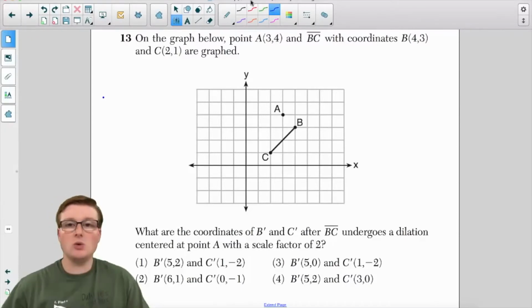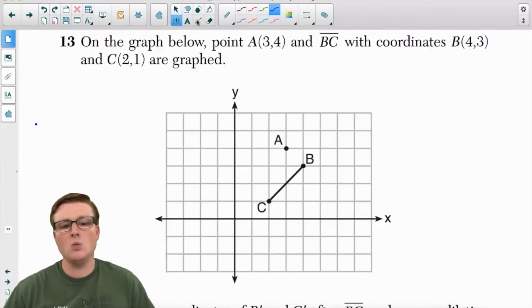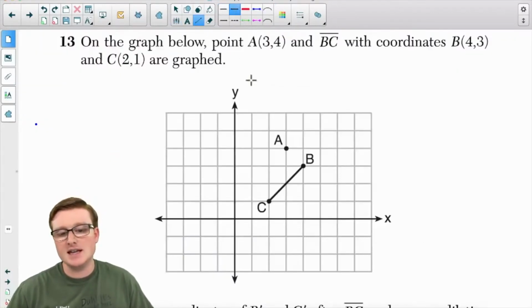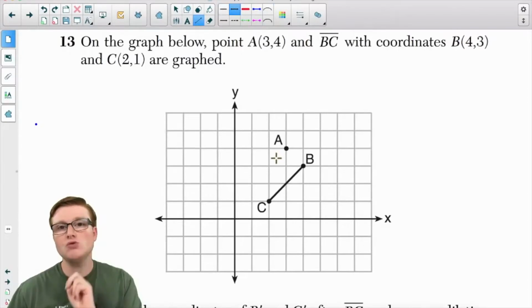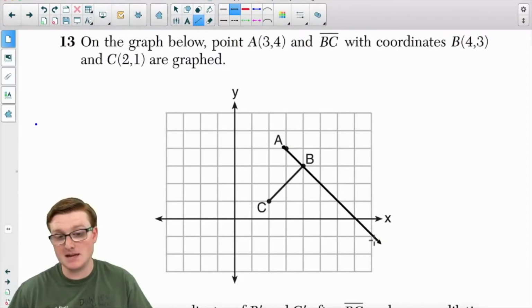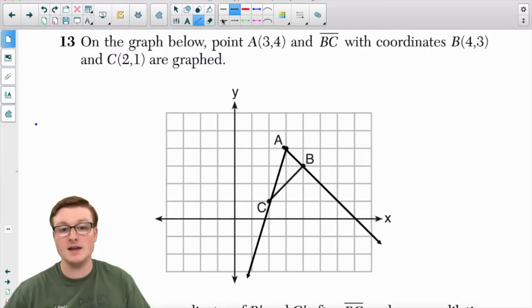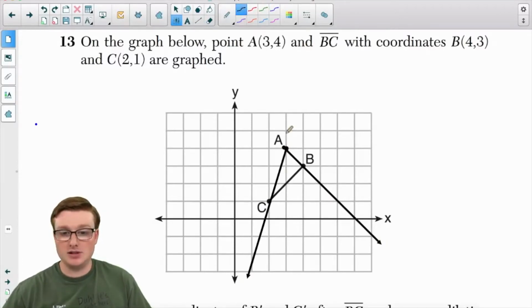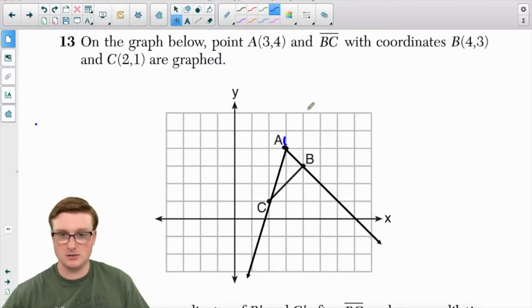Okay, so what you have to do first, and this is kind of a tricky question, what you have to understand is you have to draw two rays from point A, passing through point B and passing through point C, okay? And I'll just put this on the side here. You had to draw two rays.